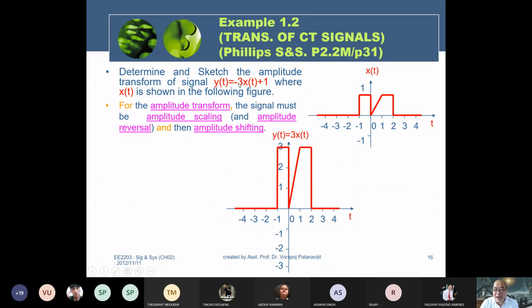Next step, you take the time reversal. Sorry, you take the amplitude reversal. The amplitude reversal is where you flip the signal with respect to the horizontal axis, shown here. After that, you take the amplitude shifting. In the last step, you plus by 1. Plus 1 means you shift the signal up by 1, up by 1 at every point.